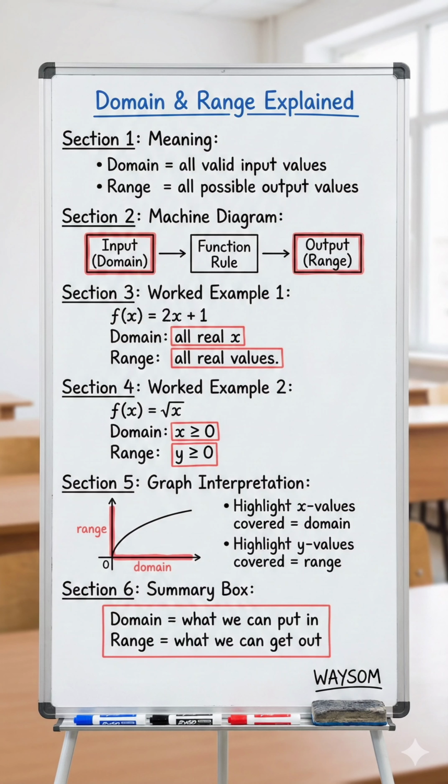So from this board, remember the summary. The domain tells what we are allowed to put into the function, and the range tells what the function can give back.